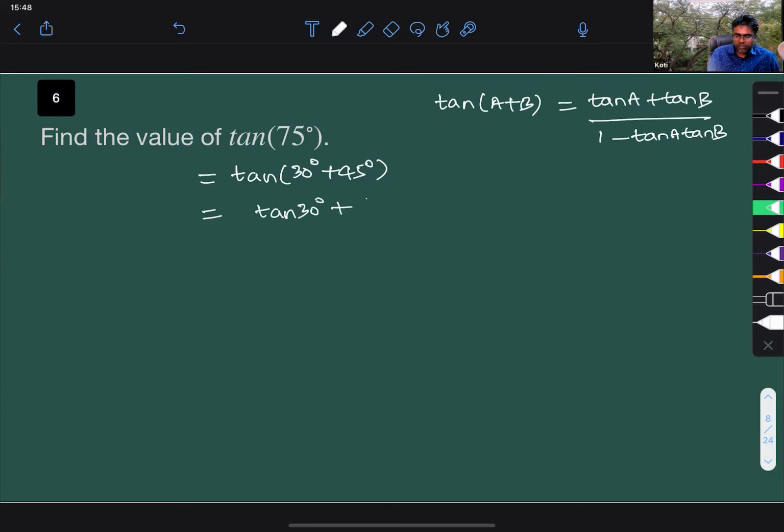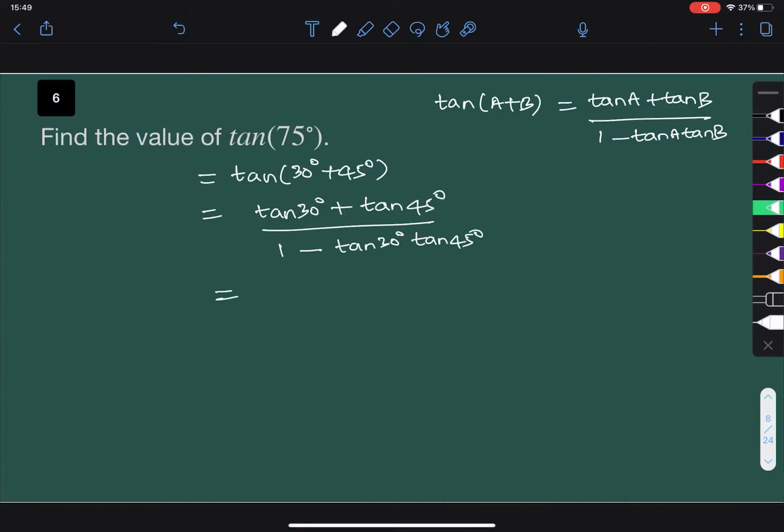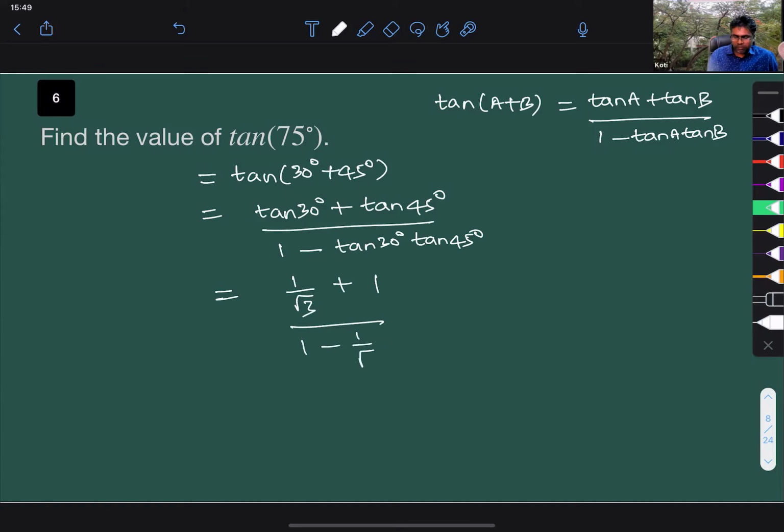Okay, so plus tan 45 divided by 1 minus tan 30 multiplied by tan 45. Now, what is tan 30? Tan 30 is 1 by root 3. Very good. So tan 45 is 1. So now I have 1 minus 1 by root 3 multiplied by 1, it will be just 1. Now here, if you simplify this, you'll get 1 plus root 3 by 1 minus root 3.